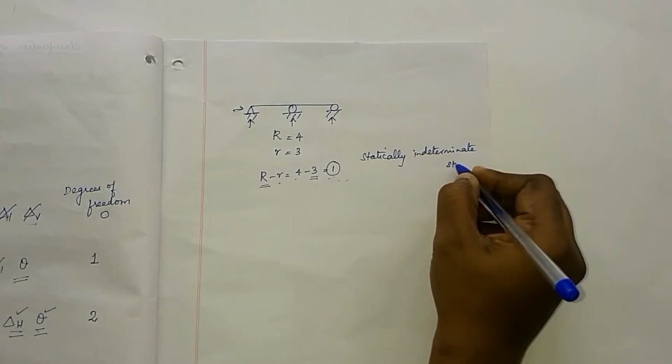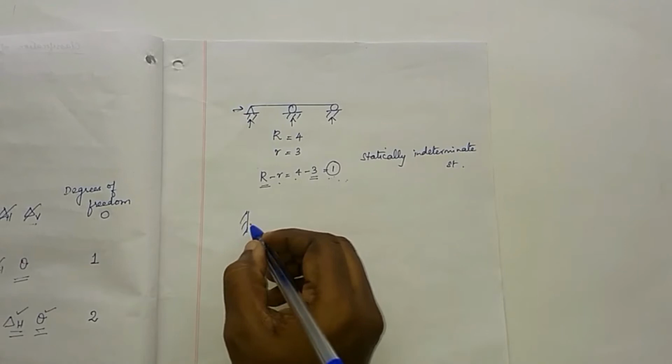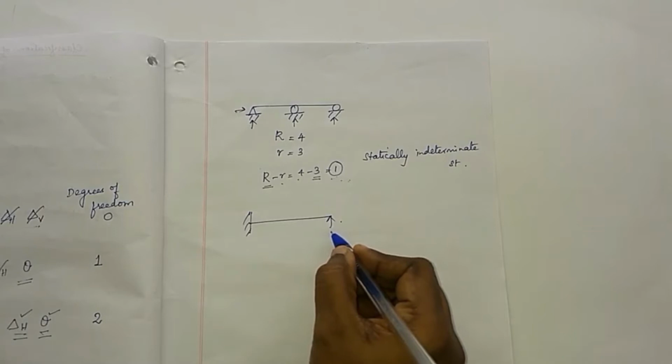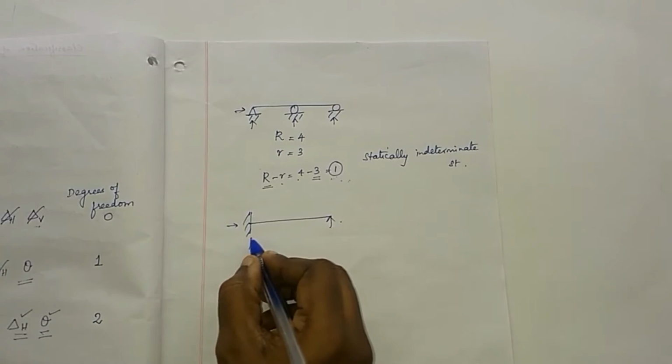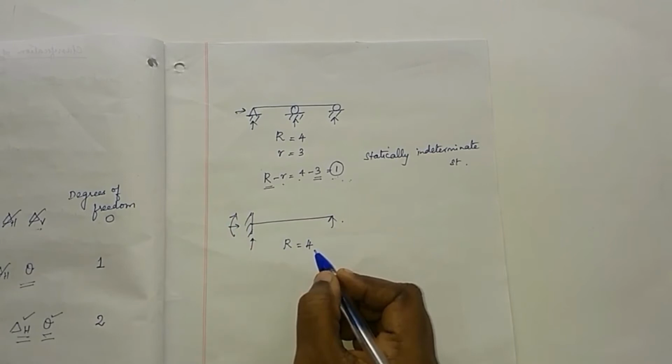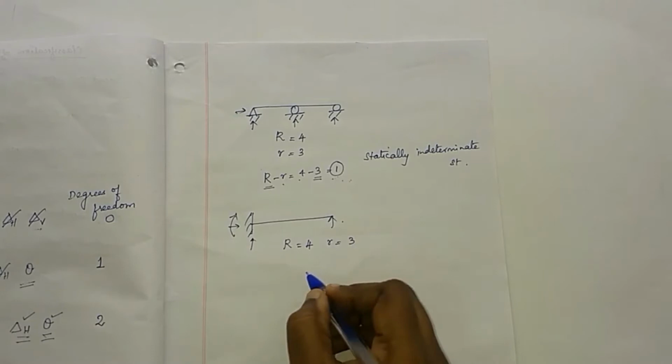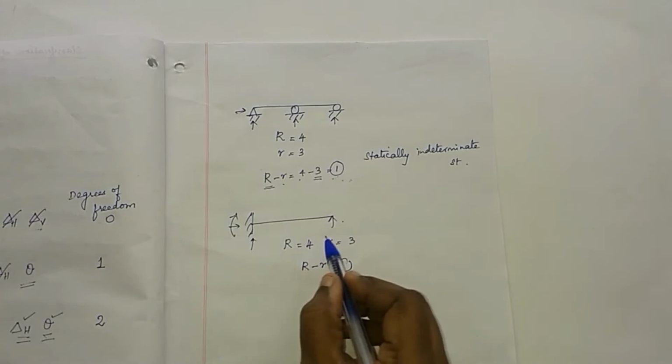So here again, let me draw another beam. Let me take a propped cantilever. Let me take it as a roller or hinge. One reaction is here and one fixed end. So I can show there are three unknowns at the fixed end. Totally my capital R value is 4. I have equilibrium equations 3. Again, R minus r is 1. So I can tell this propped cantilever beam is statically indeterminate to degree 1.